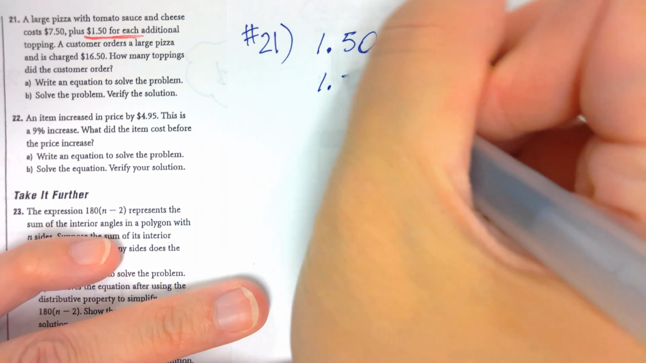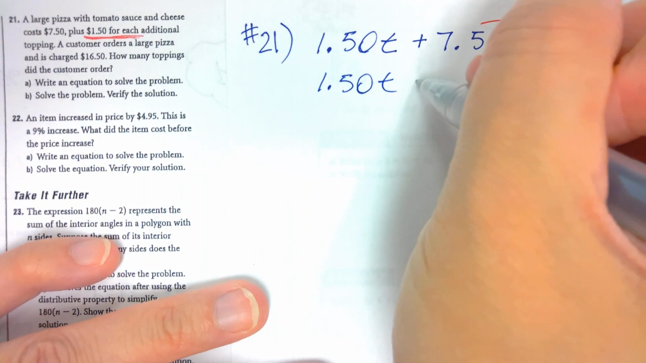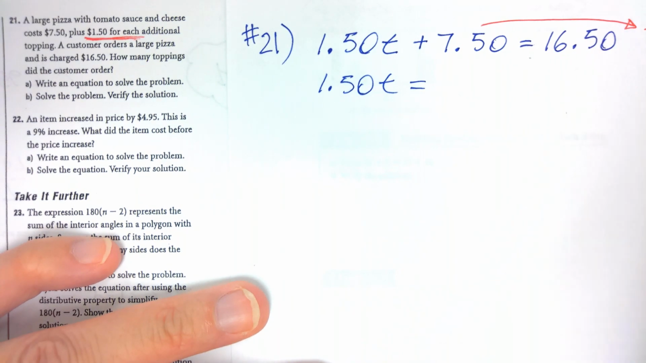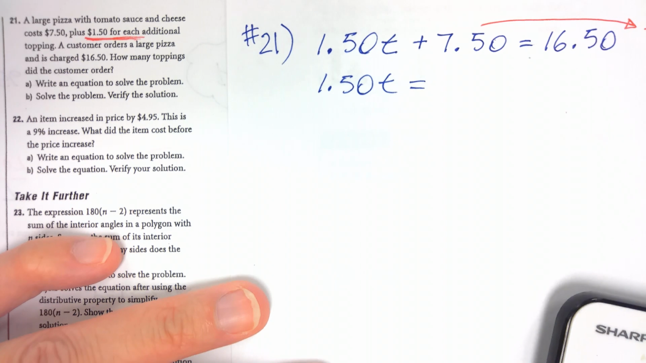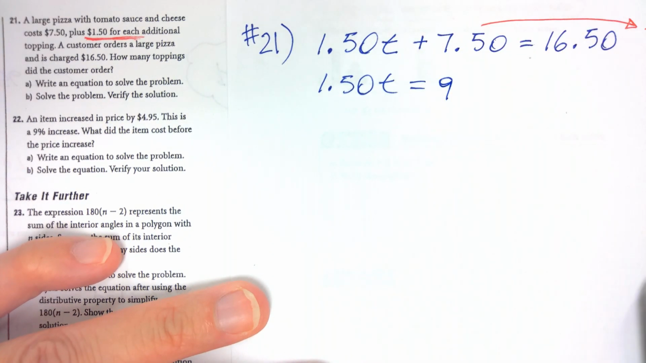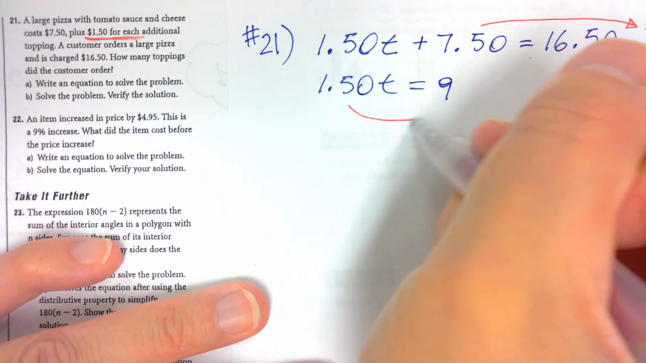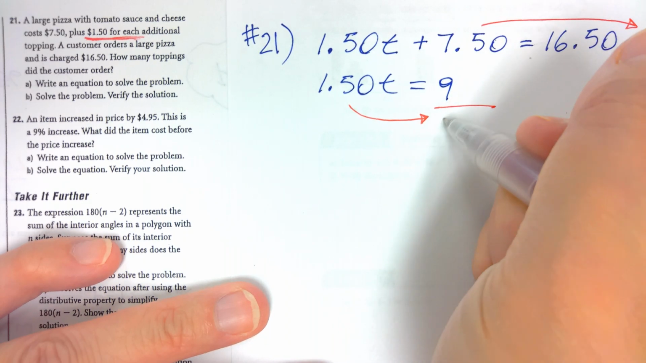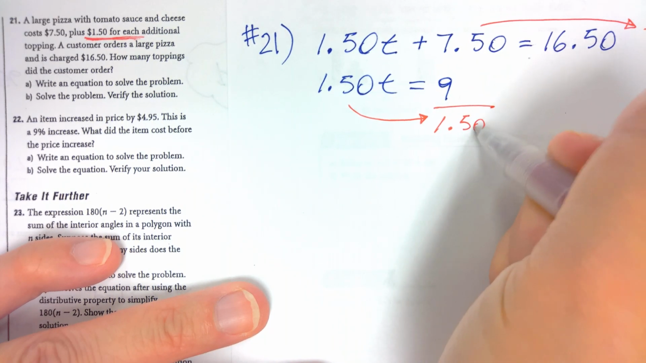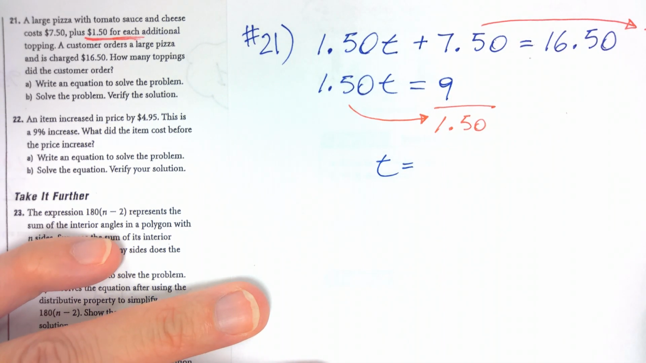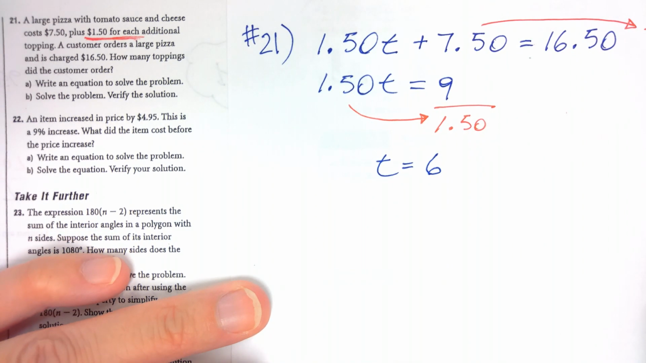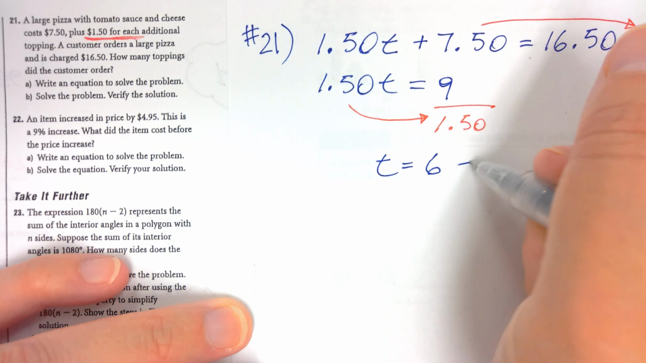So again, move this 7.50 over to the other side by subtracting. So $1.50 t equals 16.50, take away 7.50, you get $9. And then move that 1.50 over by doing the opposite, which is divide. And so you get t equals 9 divided by 1.50, you get 6. 6 what? Yep, toppings. That's a big pizza.